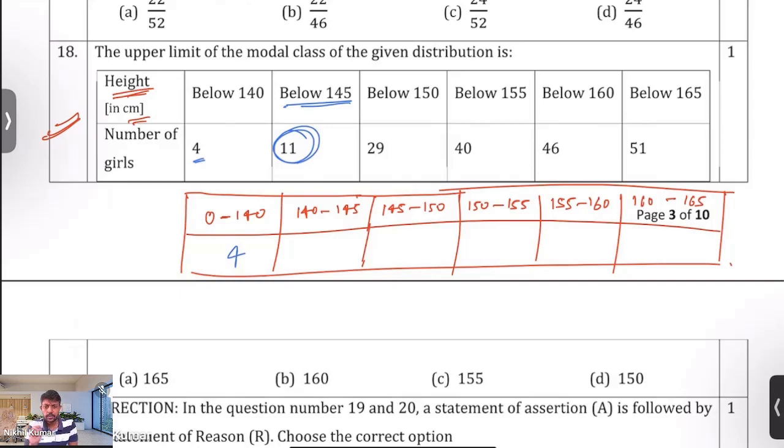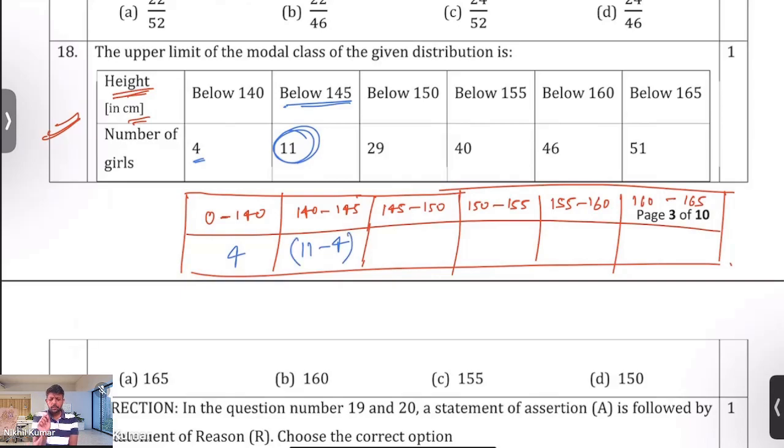Once again, please listen to this carefully. There are a total of 11 girls below 145 centimeters of height. That means from 0 to 145 centimeters of height, there are 11 girls. But we know that from 0 to 140 centimeters of height, there are 4 girls already. So how many girls are between 140 and 145? 11 minus 4, isn't it? 11 minus 4, so I'll write it directly.